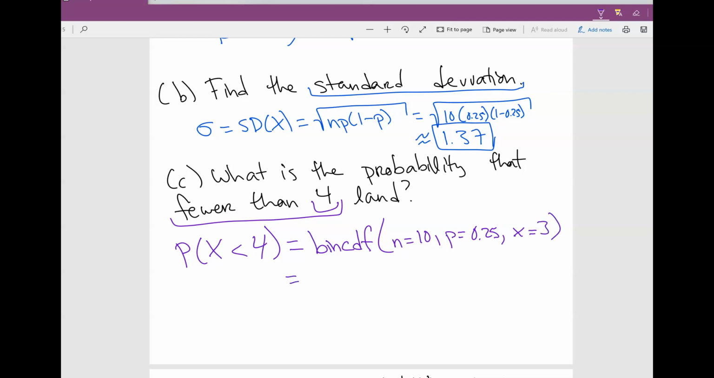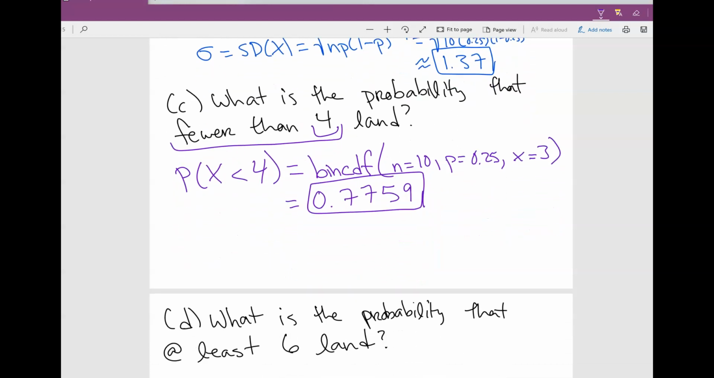Okay, so we're going to go into our calculator, second data, distributions, go down to binomial CDF, and then the first one is going to be 10, p is going to be equal to 0.25, and x is going to be equal to 3. Okay, so we're going to go ahead and put equals, and we're going to get 0.7759. So if I wanted to round to 4 decimal places, it would be that. Alrighty.